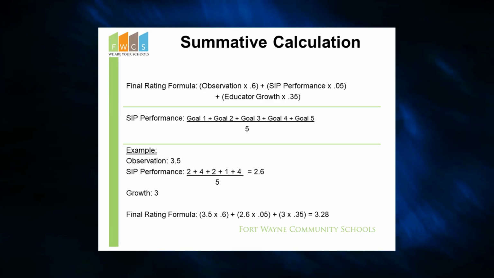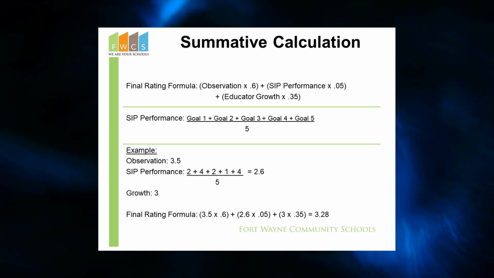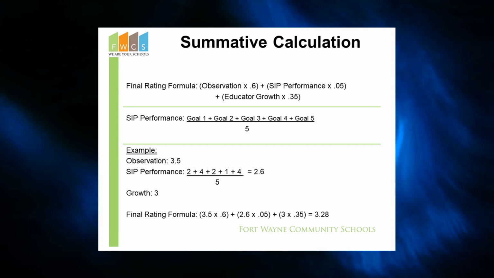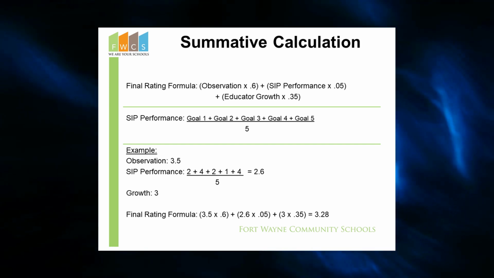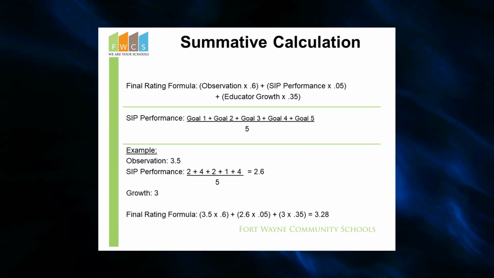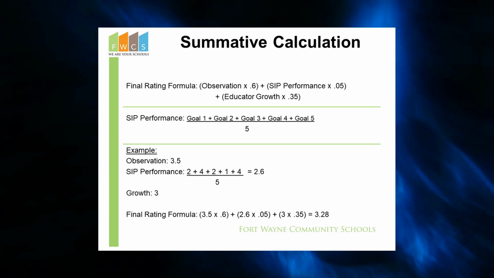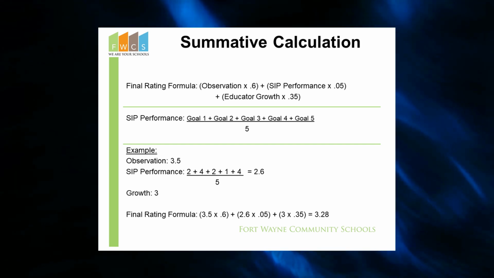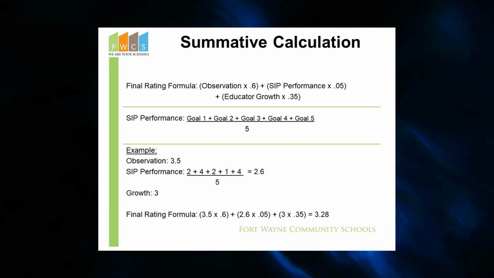Here's a sample summative calculation. The educator's school had 5 school performance goals. The results of these goals are averaged for the school performance rating, in this case a 2.6. Then 60% of the observation score of 3.5, 5% of the SIP score of 2.6, and 35% of the growth score of 3 are added together to total a final summative rating of 3.28.